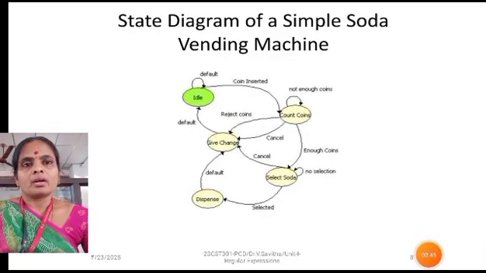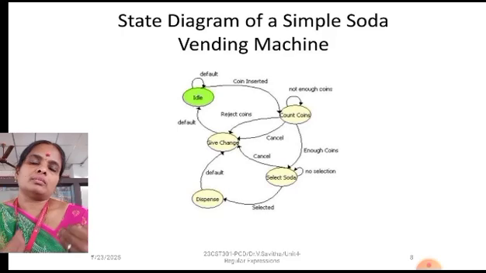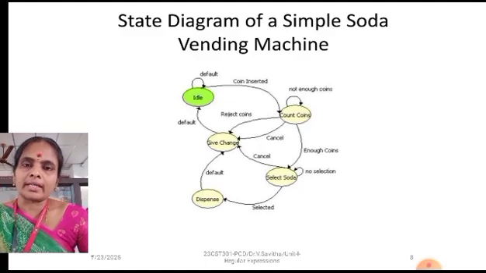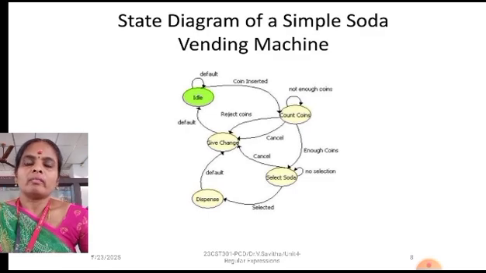Here, before understanding technically what a finite automata is, I'll give you a short real-time example in order to understand what a state diagram is. So here we have a sample state diagram for a simple soda vending machine. We are all aware of a soda vending machine. It transits from one state to another state. It will not be in the same idle state.